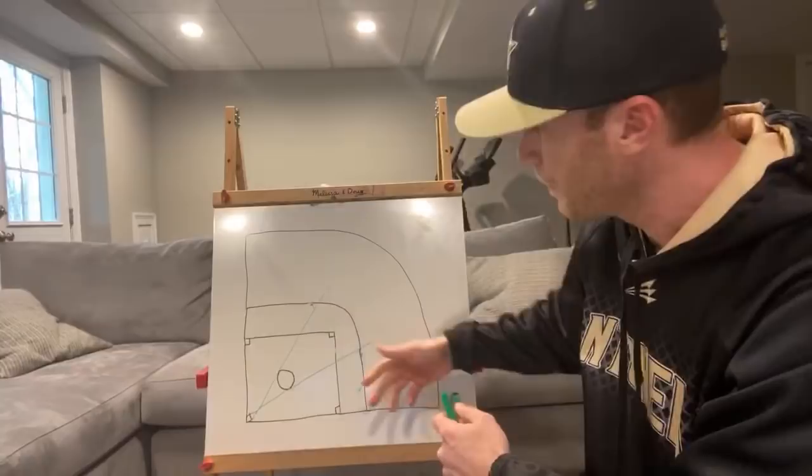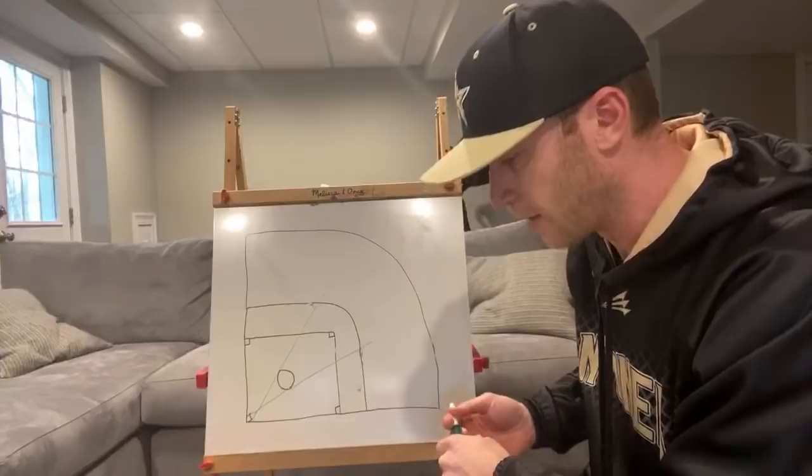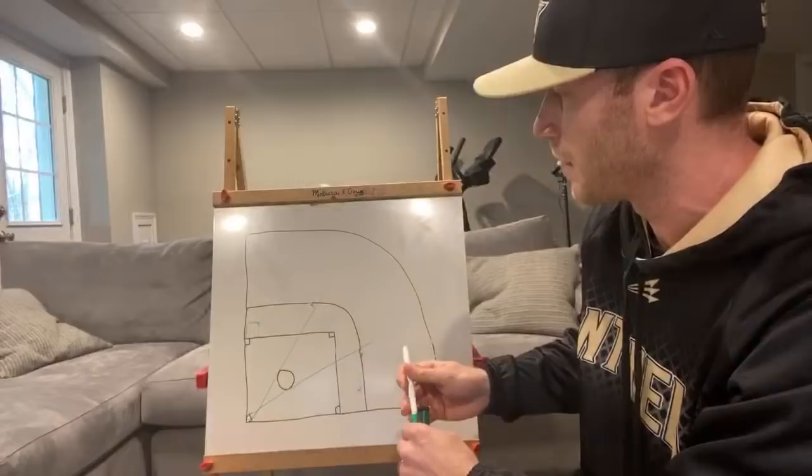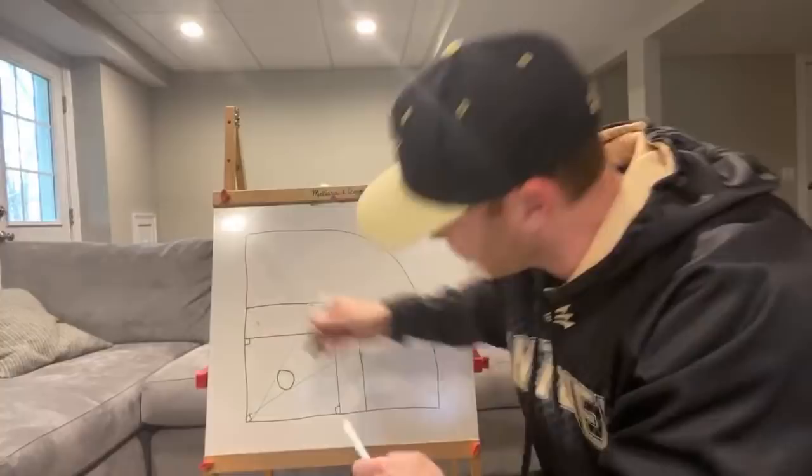Okay. So if there's a right-handed hitter up, then you're going to take eight steps up the line, six steps over, and put yourself someplace right about there. All right, so let me erase this. All right, so there you are. You're eight steps up and you're six steps over.